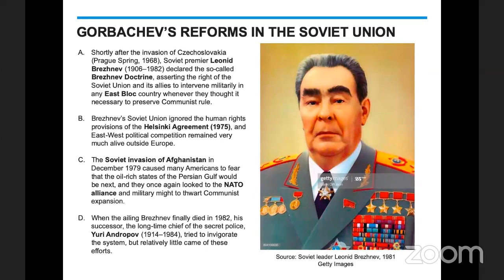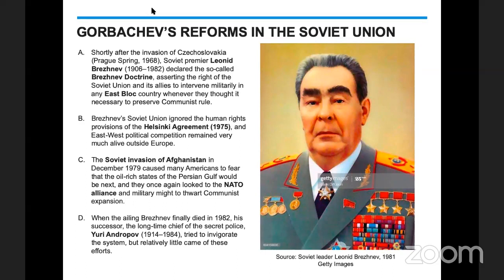We talked about yesterday how there was an uprising in Hungary. With Prague Spring, there's an uprising taking place in Czechoslovakia. And what's happening is the Soviet troops are coming in and putting those things down as part of the Brezhnev Doctrine. What's also happening, as I go to B, is that Brezhnev's Soviet Union will ignore human rights provisions of the Helsinki Agreement.